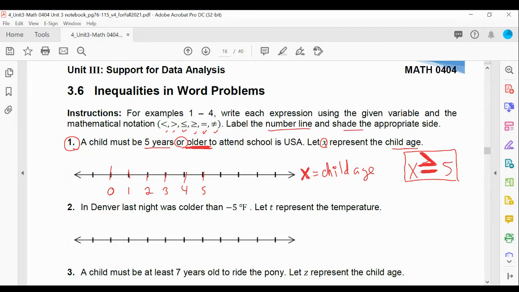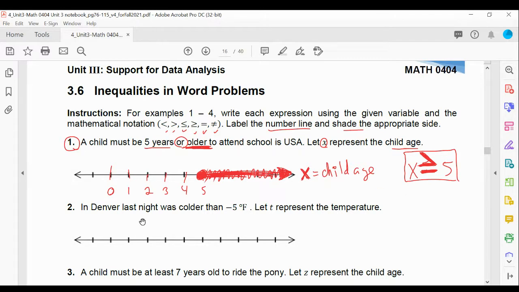So whenever you have a greater than or equal to sign, that's a solid dot on the 5. So I'm going to put a solid dot on the 5. And what am I going to shade? I'm going to shade everything greater than 5. So is that to the left or to the right? That's correct. That's everything to the right. So I'm going to shade everything to the right. And I'm going to put an arrow showing that it just continues. So all of this should be the solution, or all the points that represent the child's age, right? They must be 5 or older to attend this US school.